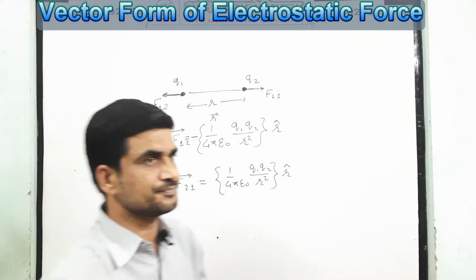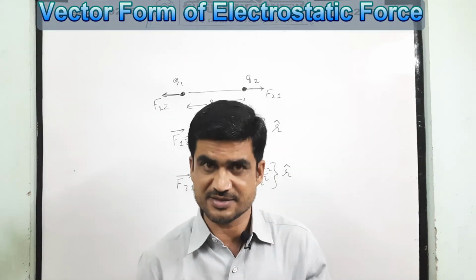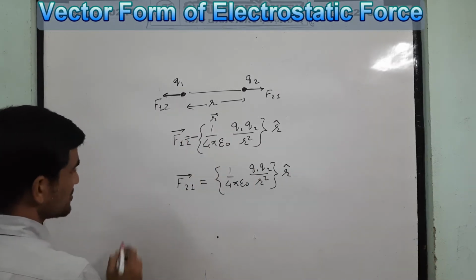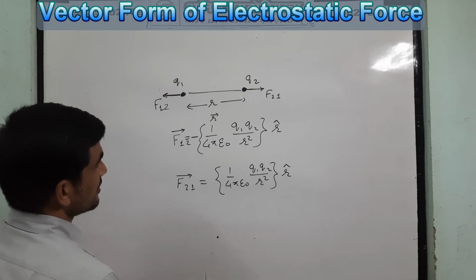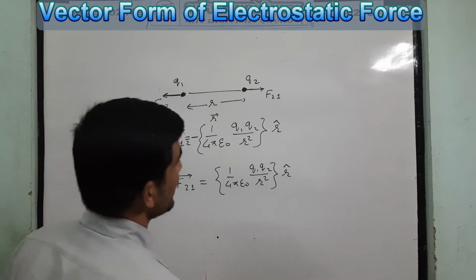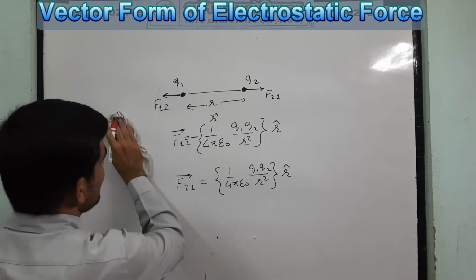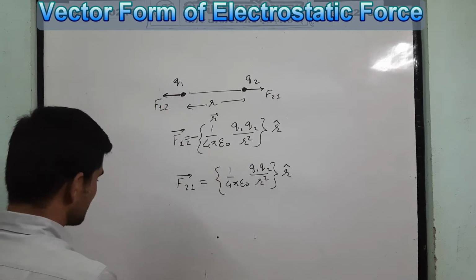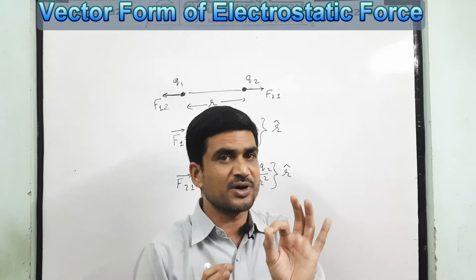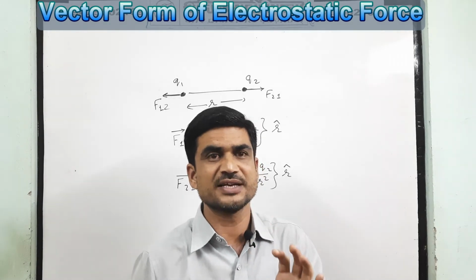But if two charged particles are given in terms of their position vectors, then how will you express it? Let us consider two charged particles whose position vectors are r1 and r2. This means in space they are at positions r1 and r2. Position vectors represent a point in a coordinate system in space.